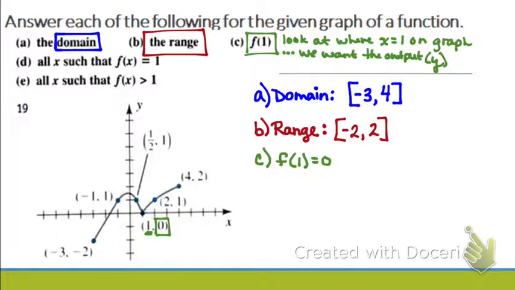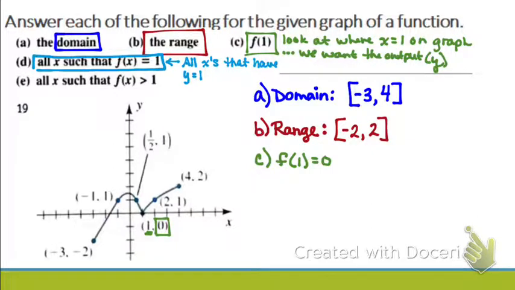Part D. What are they asking for there? All x such that f of x equals 1. Well, right here we said f of 1 equals 0. Where did that 0 come from? That was the y value. So I want all x's that have y equals 1. That's the part after the equal sign here.